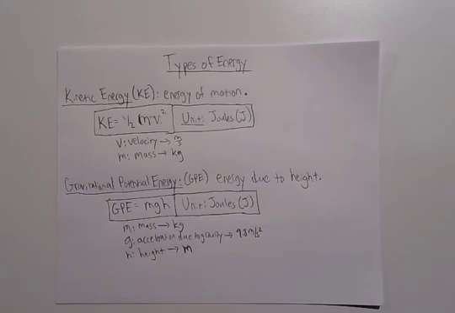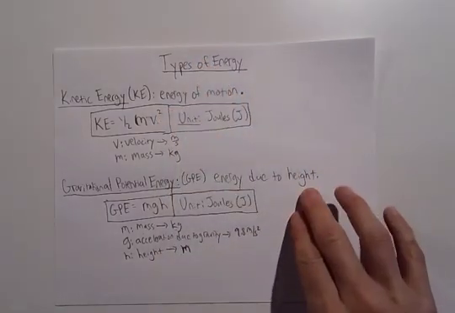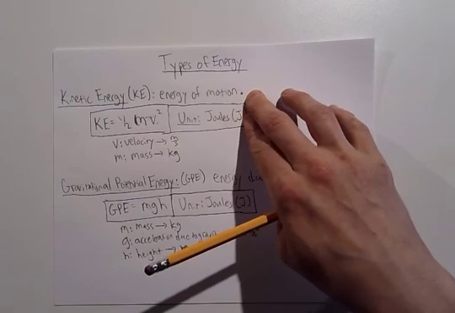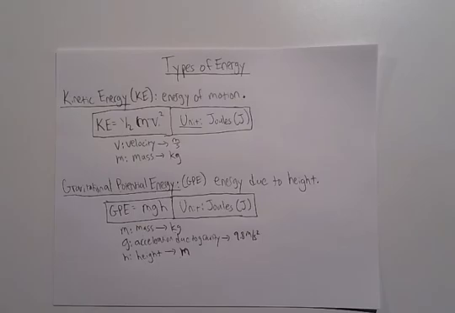Alright, so those are two types of energy. You get two formulas for it. One is when you lift something, that's GPE. One is when something is moving, that's kinetic energy. And these formulas are how to calculate, and we'll go over how to calculate it in the next video.